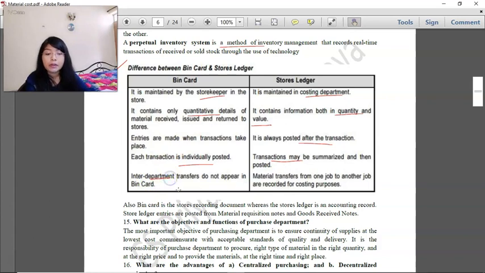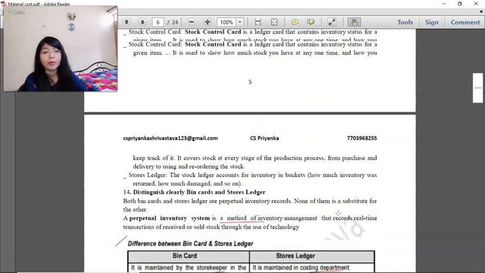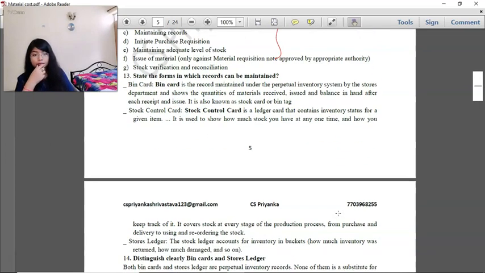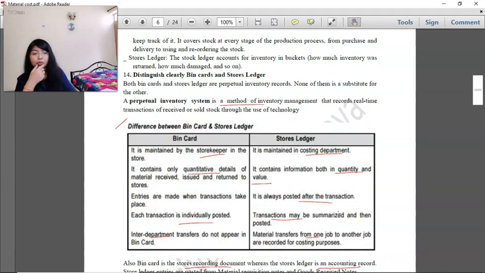And here inter-department transfer will not appear, but if material is transferred from one job to another, that is recorded under the store ledger. Bin card is also a kind of store recording document, and the store ledger is an accounting record. The store ledger entries are posted from material requisition notes and goods received notes. It's an important point, bin card and stock ledger, or you can say store ledger.